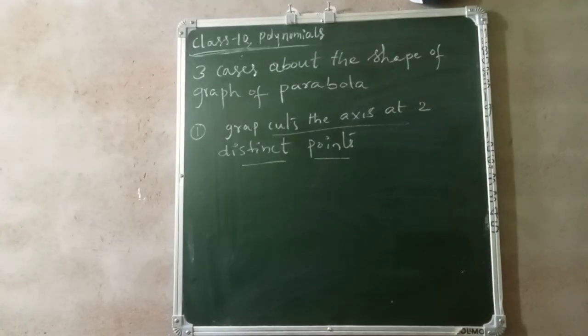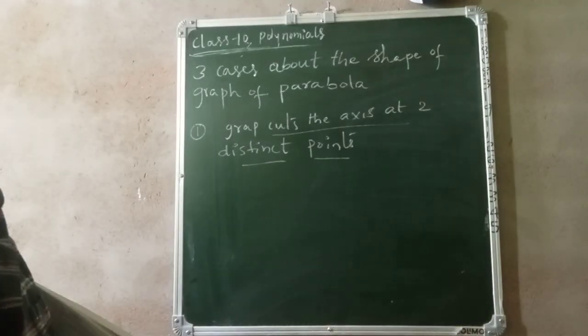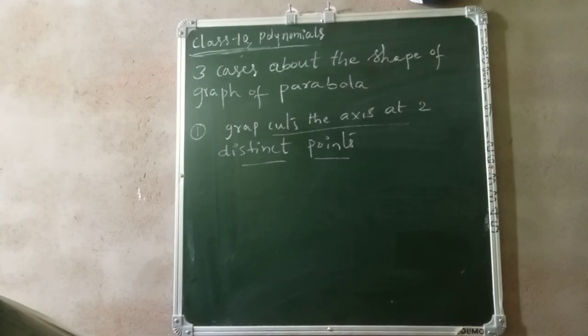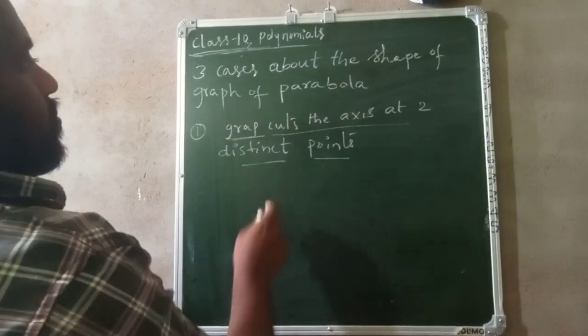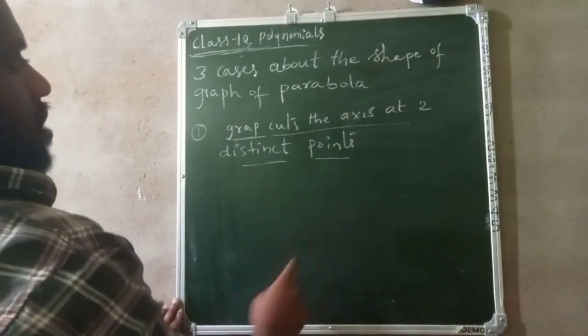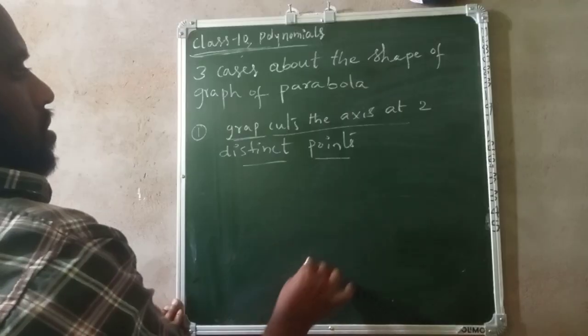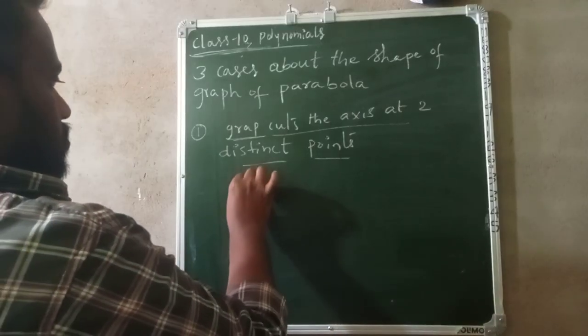So there are three cases about the shape of the graph of the parabola. This is the first case. The graph cuts the x-axis at two distinct points. First I will write the graph.